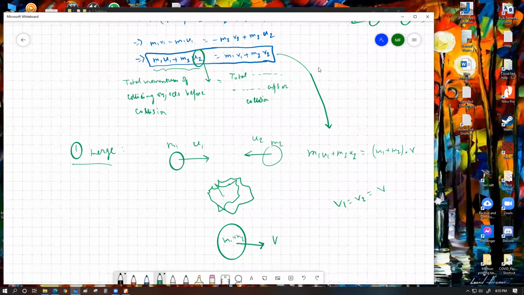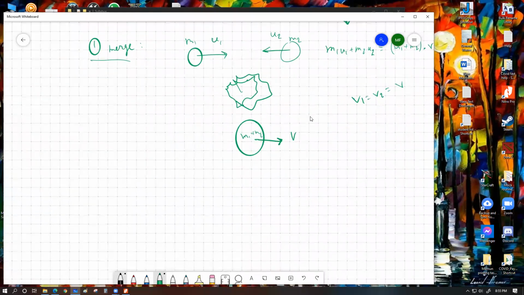That's for the merge case. The other scenario that can happen is what we call explosion. The scenario for explosion is that you have an object that breaks down into multiple pieces.